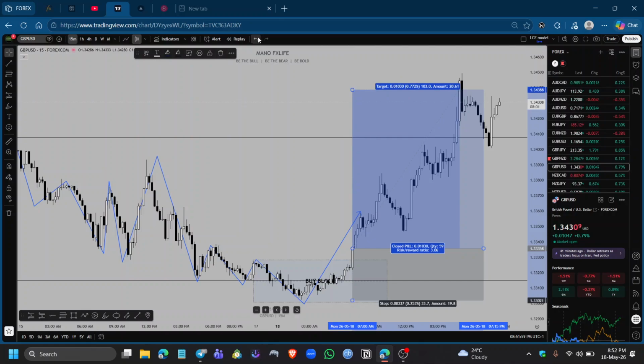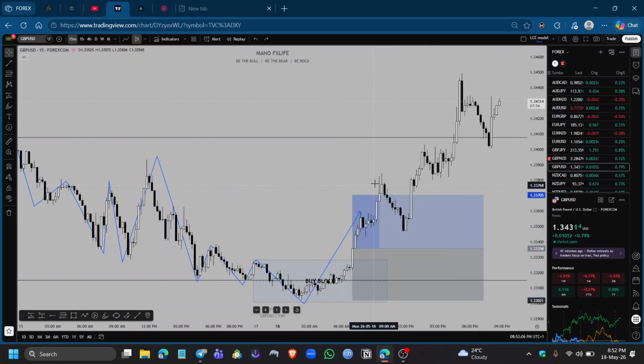It went to one to three. Sometimes I just regret taking a one to one, but sometimes it's necessary. As you can see, price took this one to one and it started falling. If I don't fear, I will close the trade.